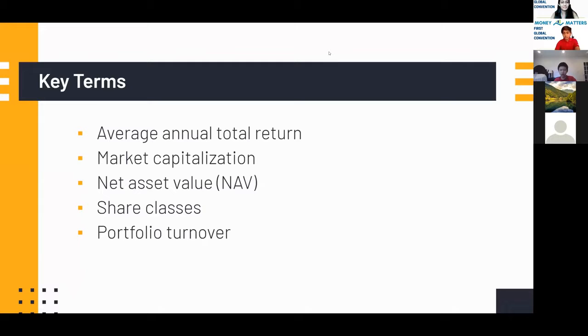Key terms. Average annual total return is a percentage used when reporting the historical return of mutual funds. Market capitalization is the share number outstanding multiplied by market stock price. It indicates the company's size. Net asset value is the current fund holding market value minus the fund's liabilities or net assets. Share classes are different combinations of front-end loans, back-end loans, and distribution and service fees. Portfolio turnover is the measure of a fund securities trading volume.